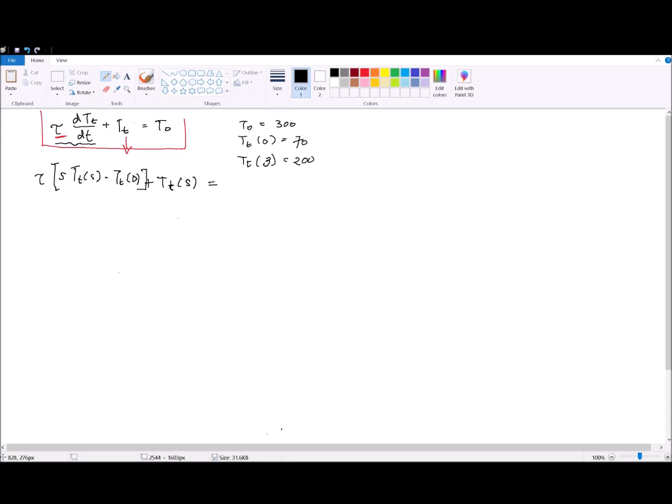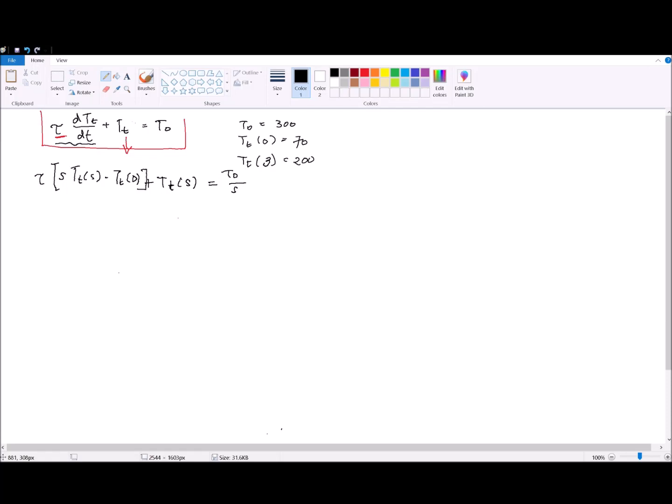Okay, and then we have to do it for the right hand side. T naught is a constant, the input to your thermometer. 300 is the input to your thermometer. So T naught basically is a constant in the Laplace transformation. If you have a value of 1 in the time domain, when you transform it to Laplace, it becomes 1 over s. So T naught is basically T naught times 1, and when you transform it to the Laplace domain, this will become T naught over s, right?